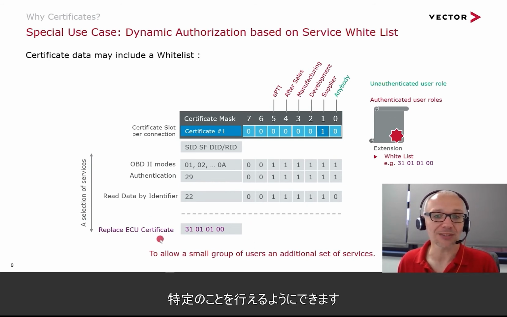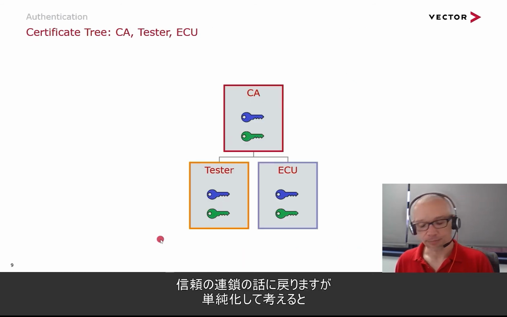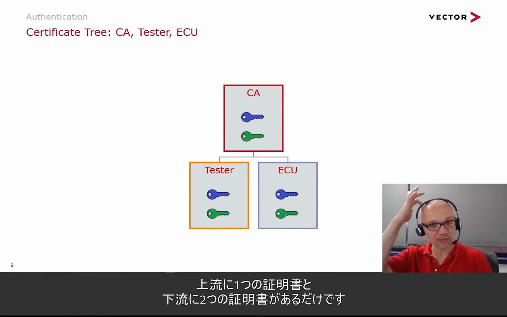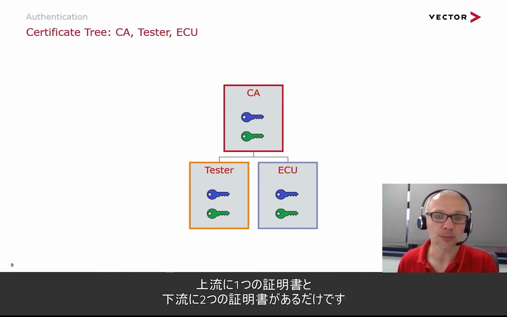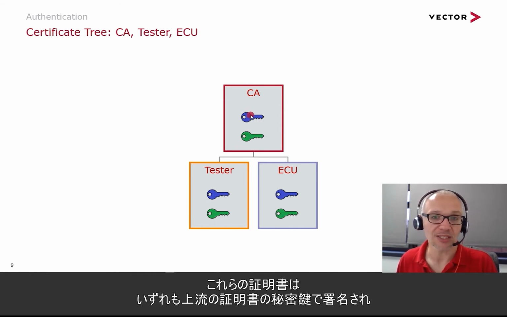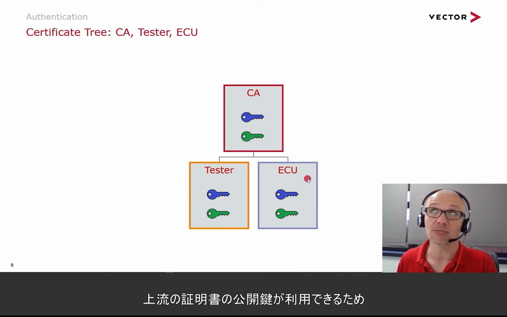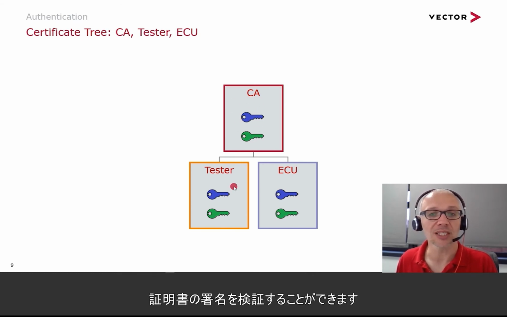So back to our chain of trust. We have a very simplified view now. We just have one upstream certificate and 2 downstream certificates. Both of these certificates will have been signed with the private key of the upstream certificate, and the upstream certificate's public key is available, which means that the certificate signatures can be verified.